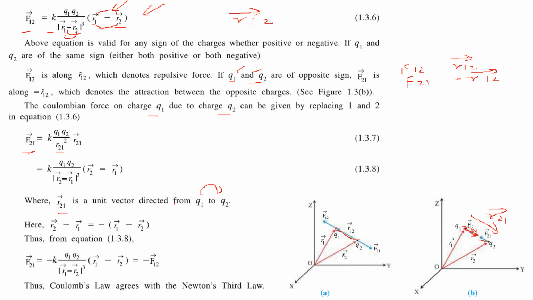So this R21 is a unit vector from Q1 to Q2, and you can just write R2 minus R1 as minus of R1 minus R2. Because this is only a modulus, it will not change, but R2 minus R1, if you replace it by R1 minus R2, will carry a negative sign. So F21 becomes minus of F12, and this also agrees with Newton's third law. So F21 is saying that there will be an equal and opposite force, in the negative direction.